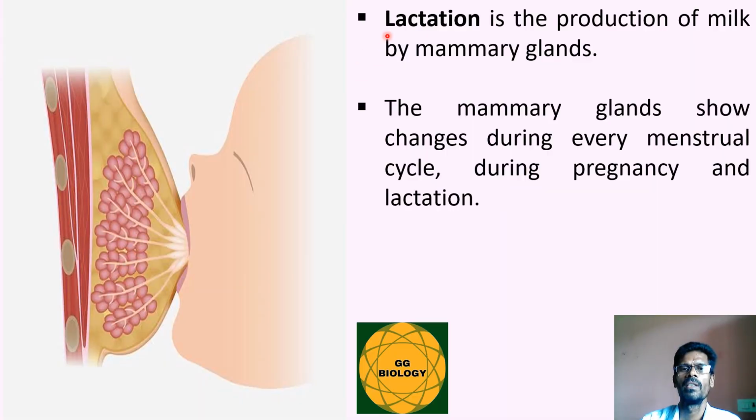The next is lactation. Lactation is the production of milk by the mammary glands. The mammary glands show certain changes during every menstrual cycle, during pregnancy, as well as during the period of lactation.